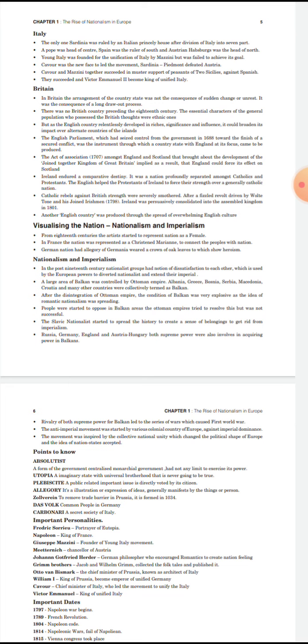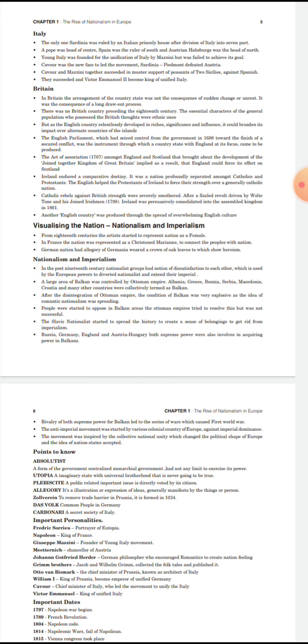After the disintegration of the Ottoman Empire, the condition of the Balkans was very explosive as the ideas of romantic nationalism spread. People started to oppose the rule in the Balkan area. The Ottoman Turks tried to resolve it, but they were not successful. The Slavic nationalists started to spread their history to create a sense of belonging and to get rid of imperialism. After that, Russia, Germany, England and Austria-Hungary, the supreme powers, also became involved in the Balkans.